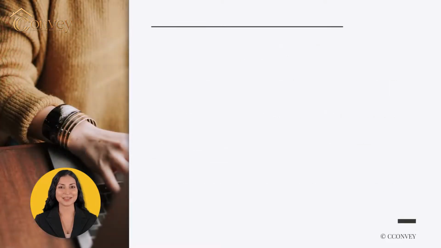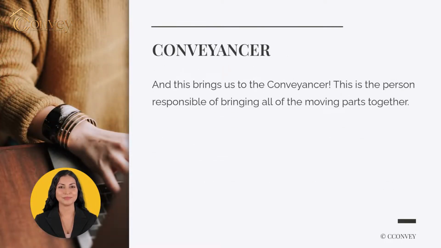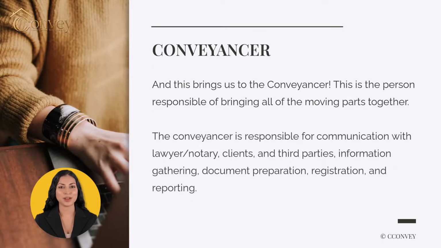And this brings us to the conveyancer. This is the person responsible for bringing all of the moving parts together. The conveyancer is responsible for communication with clients and third parties, information gathering, document preparation, registration, and reporting. We will dive deeper into the responsibilities of a conveyancer in the following lessons.